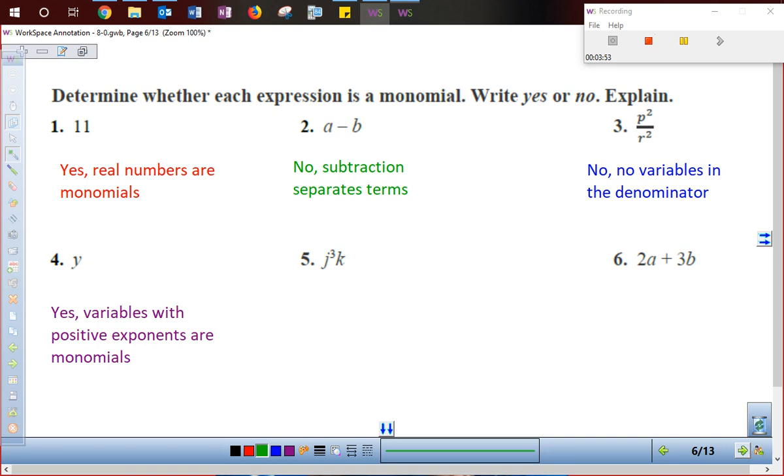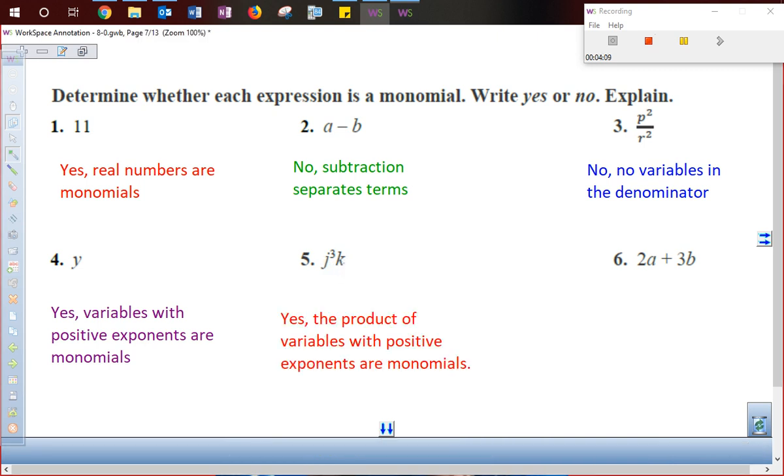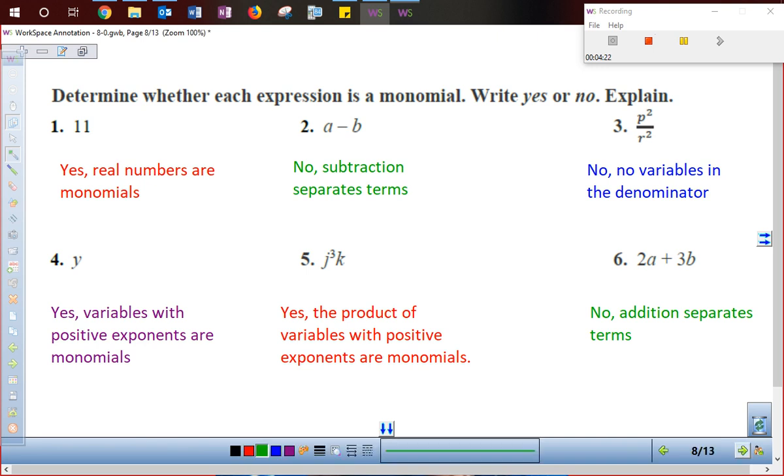On number 5, I don't see any addition or subtraction signs, there's no variables in a denominator, and I don't have any negative exponents. Now, I have 2 variables in this term, but they're combined using multiplication. So that means, again, this is a monomial because it's the product of variables with positive exponents. On number 6, right away, there's an addition sign separating these 2 terms. So this is not a monomial because addition separates terms.